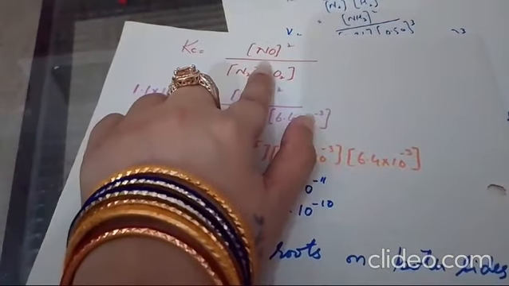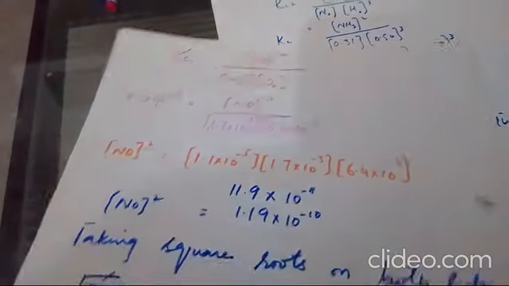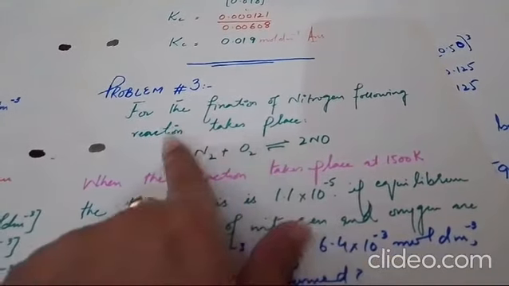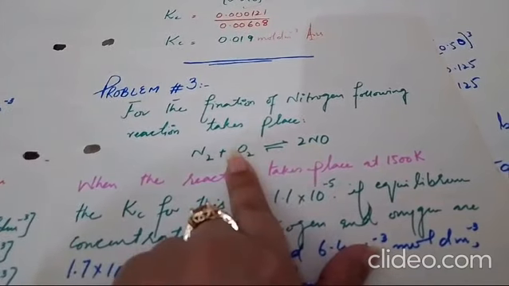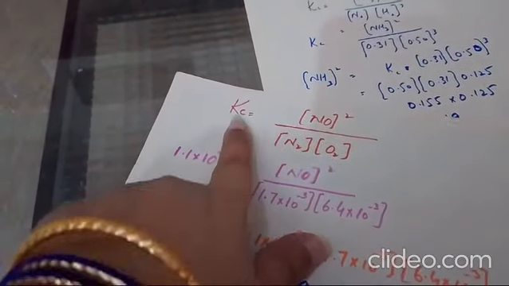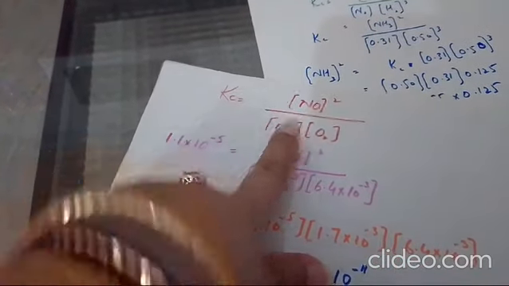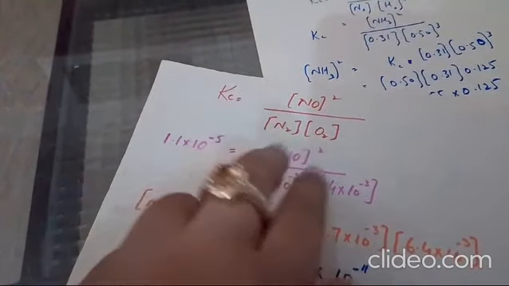According to the statement, this is our product, this is our reactant. According to Kc, the product is our numerator and the reactants are our denominator. The value of Kc is given in the question, 1.1 times 10 to the power minus 5. We have to find the value of NO squared, and we know the concentrations of nitrogen and oxygen, both are given here.